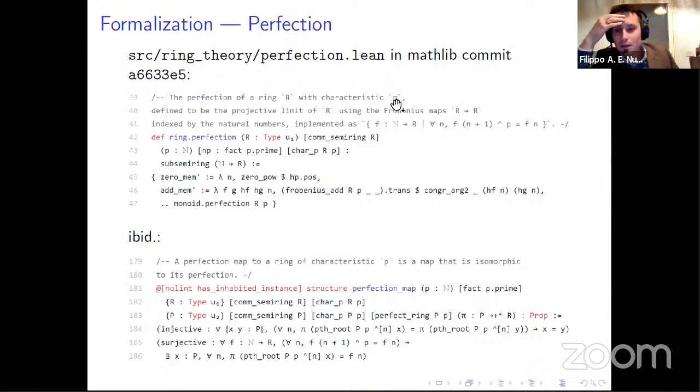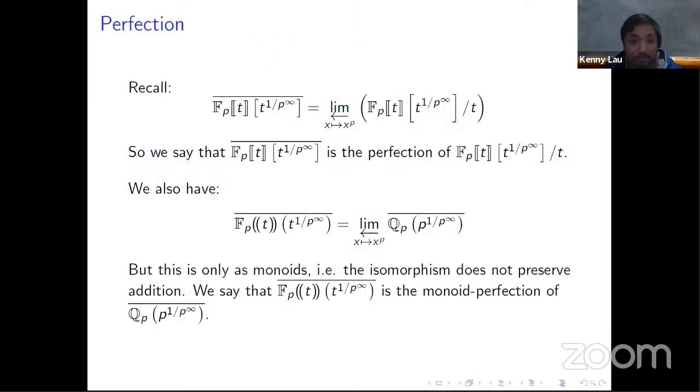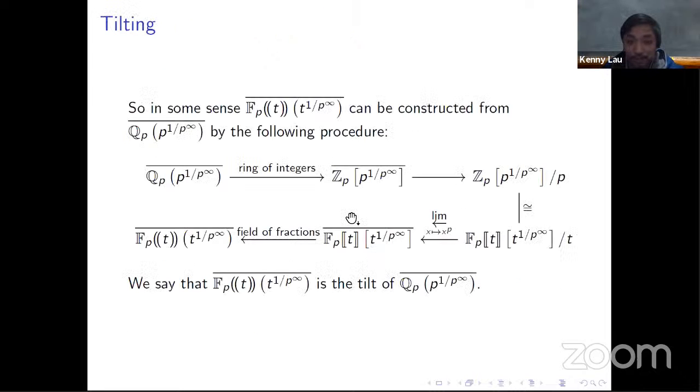Can I ask, have you tried taking Witt vectors of your perfection? Are you talking about here? Yeah. Once you have the perfection of F_p double bracket T^(1/p^∞) mod T, after all the work done by Johan on Witt vectors, can you take Witt vectors?